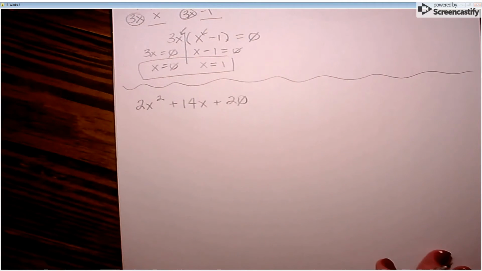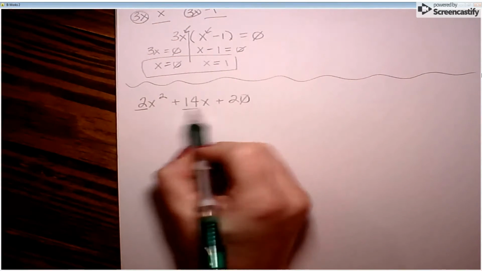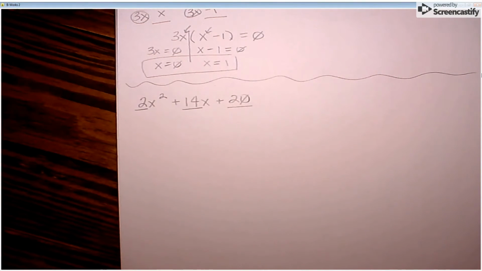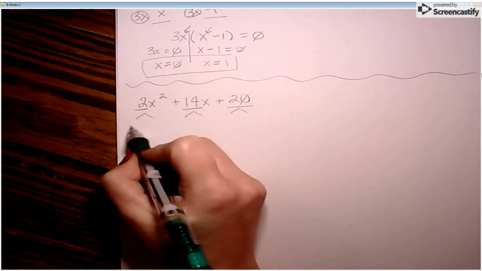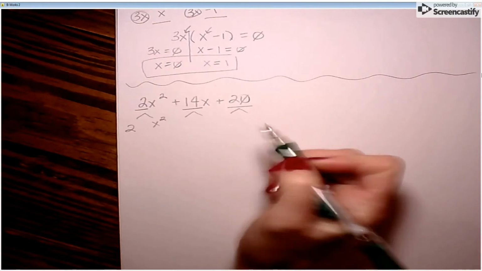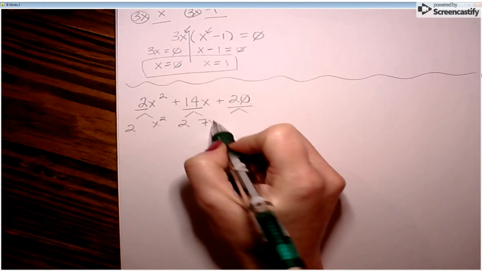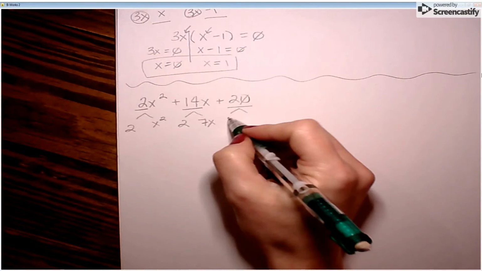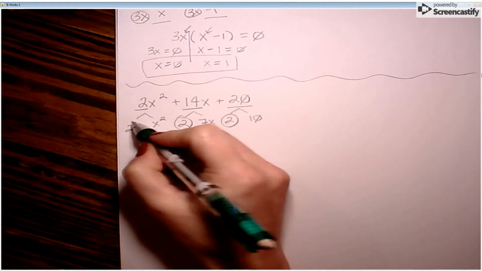All right, I had some technical difficulties there. So if you look at all 3 of these, they are all divisible by 2. So I'm going to factor that out of everybody. 2 times x squared would get me back to 2x squared. 2 times 7x would get me back to 14x. And here I've got 2 times 10 to get me back to 20.